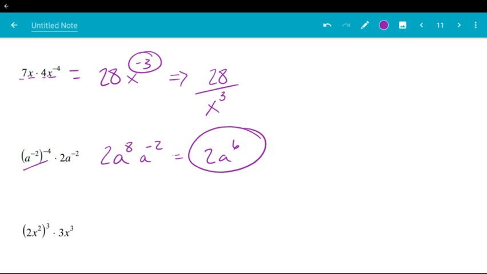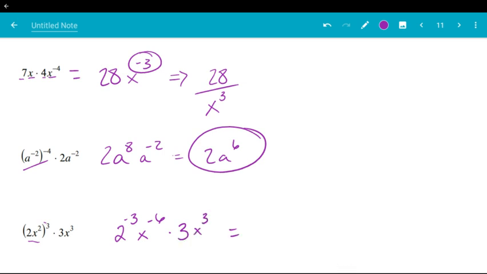For this last one, there are no negative exponents in here, so I'm going to put a negative third power there. So everything in this parenthesis is being raised to the negative third power. So 2 gets raised to the negative third power. x squared gets raised to the negative third power, giving me x to the negative sixth. And then I have a 3, and then an x cubed.